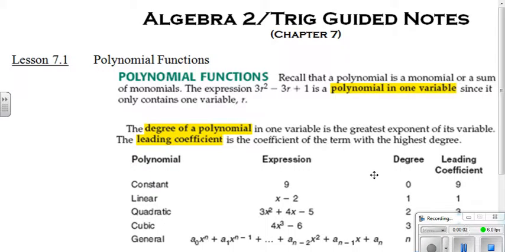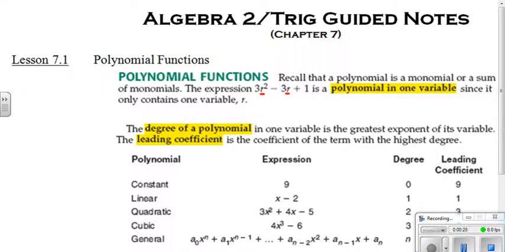Chapter 7 is going to be all about polynomial functions, and lesson 7.1 is going to be a good introduction to all of that. Polynomial functions. Recall that a polynomial is a monomial or a sum of monomials. The expression 3r squared minus 3r plus 1 is a polynomial in one variable because it specifically contains only one variable, that r. It only happens twice there. And remember, that would just be an expression because there is no equal sign.